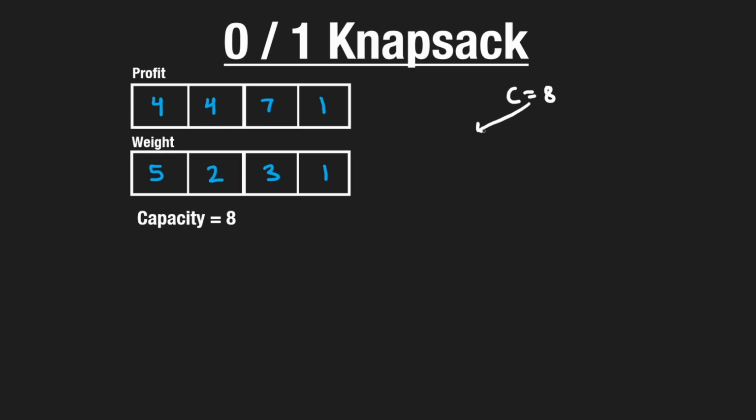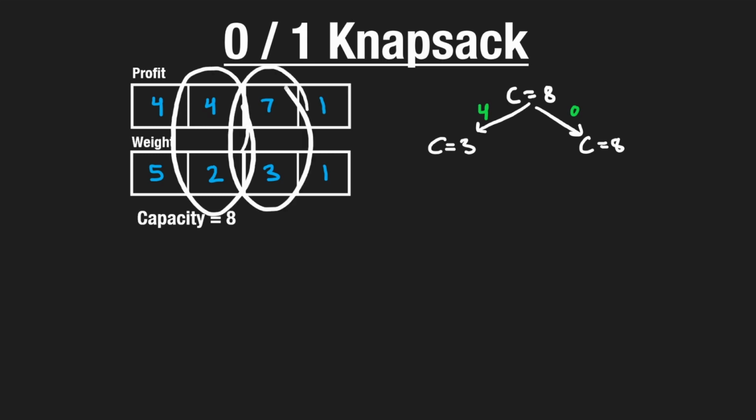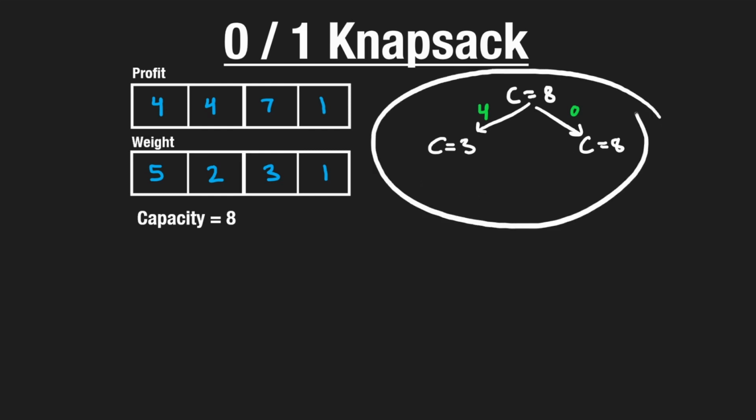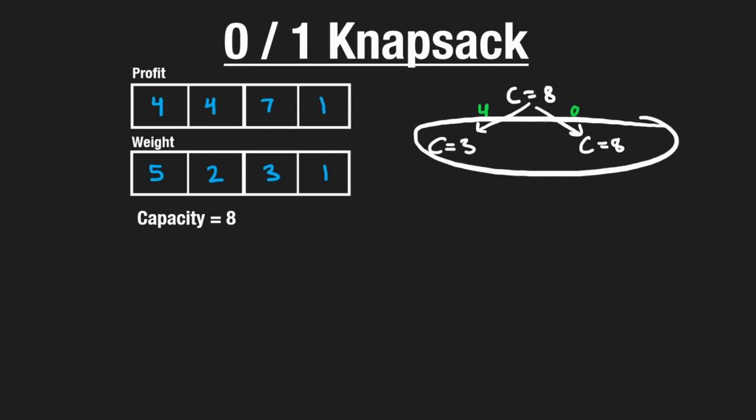If we do include it, it has a weight of 5. So our capacity then will be decremented by 5. Our capacity remaining will simply be 3. If we don't include it, our capacity will remain the same. So it'll stay 8. But when we include the item, we gain a profit of 4. If we don't include the item, we gain a profit of 0. And for every single item remaining, we're going to do the same thing. We're going to have a decision to include it or not include it. So this is basically going to be a binary decision tree, 2 branches for every node.